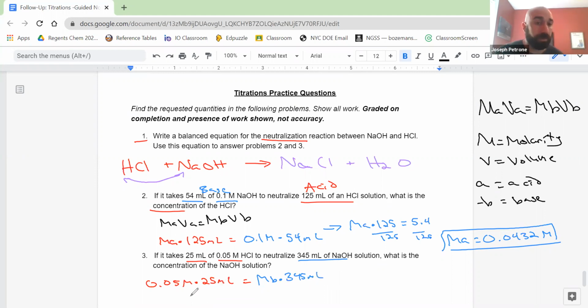So once again, we would just do the math here. You would do 0.05 times 25. I'm just going to pop that into a calculator, which would give you 6.25 equals MB times 345. So we would divide both sides by 345. So then 6.25 by 345.